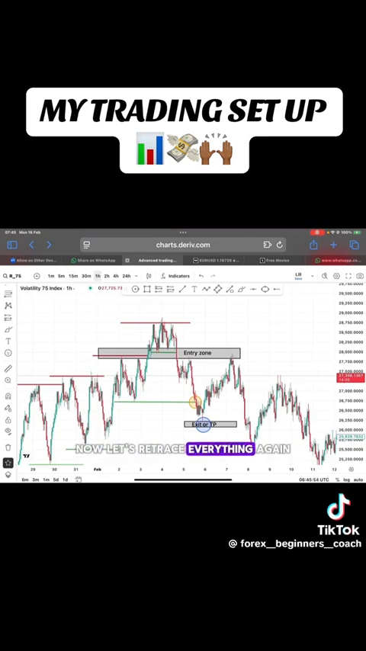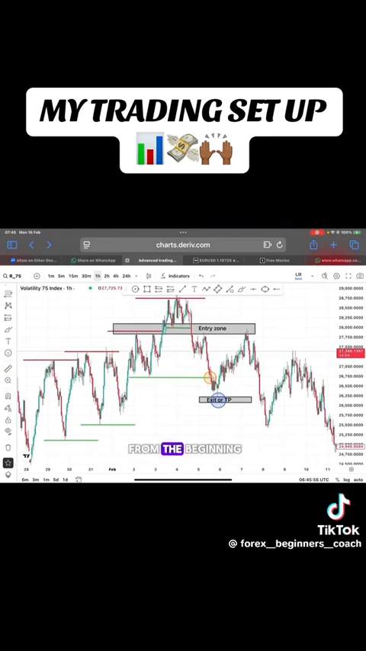Now, let's retrace everything again. Let's talk about everything from the beginning. What's the first step you need to do? Market structure. After looking for market structure, what's the next step? Identifying the change of character. After identifying the change of character, what is the next step? Identify where the change of character ended, where it ended before it started pulling back or retracing. You identify that spot as your TP or your exit zone.